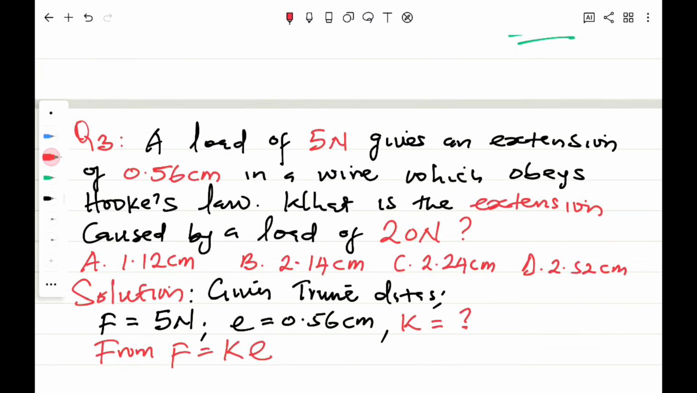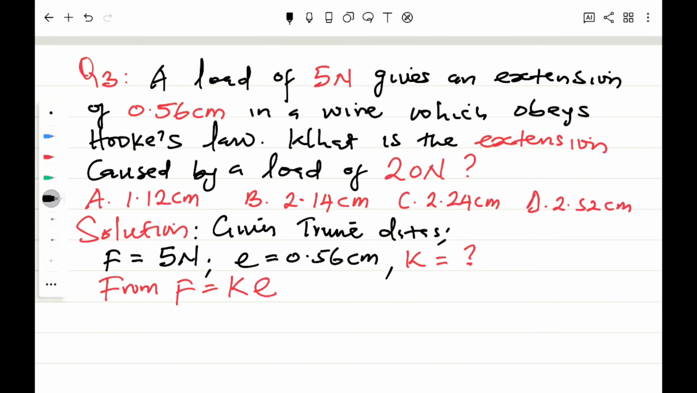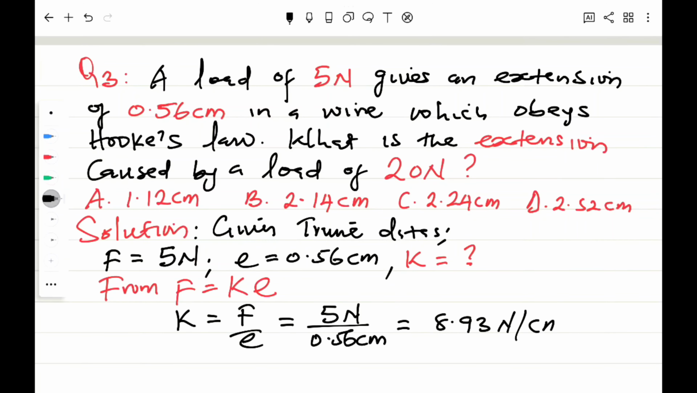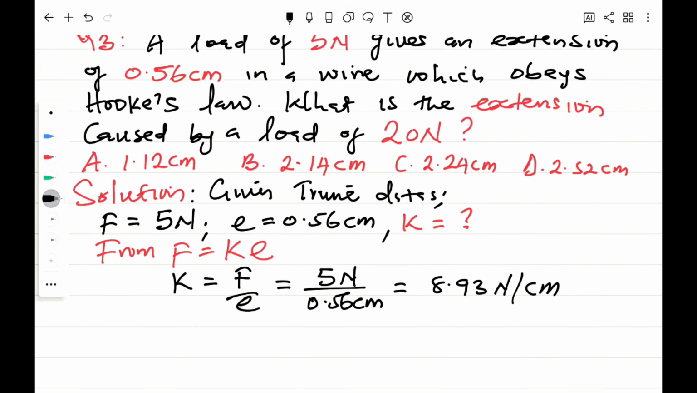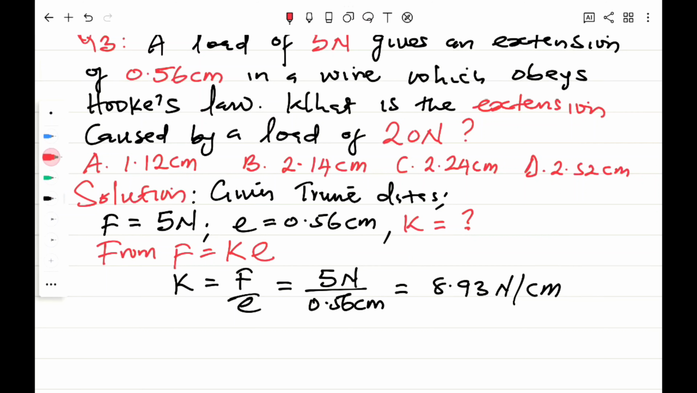Are we here? We're going to solve this question in twofold. So we are picking the first, because K is equal to F over E. So that by substitution, 5 Newton over 0.56 centimeters will give you what? 8.93 Newton per centimeter. Now you've gotten your K. So we can now solve for the second part of the equation. What is the extension? So now our components again, so that we can find the answer. Our K is now 8.93 Newton per centimeter.